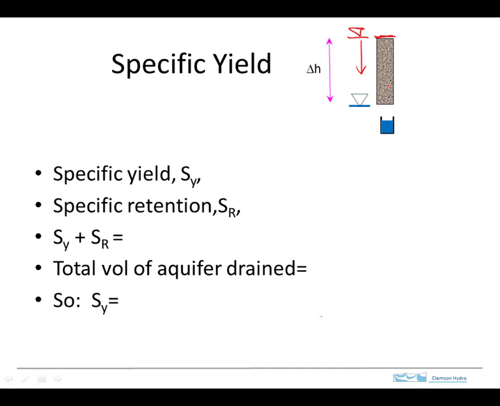Now, if you were to take a look at this porous material here, there'd still be some water trapped in there because capillary forces will be holding on to some of the water. And so we've drained some out, and we've got some retained within the porous medium. And that results in a couple of definitions. So the specific yield, this is the volume of water that would drain by gravity per total volume.